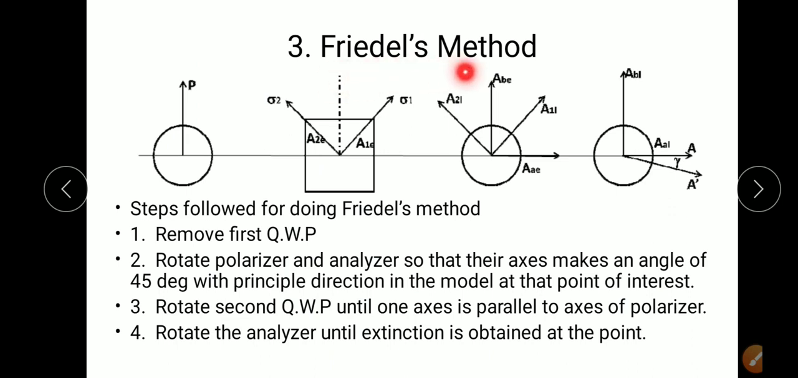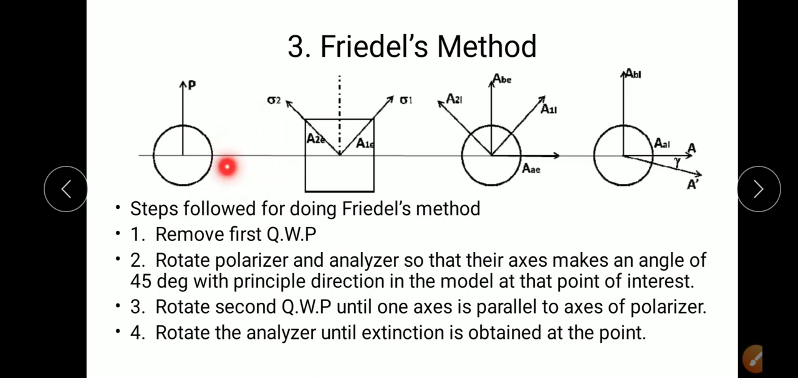Next we move on to Friedel's method of compensation. Here also no auxiliary equipment is required. By removing one of the quarter-wave plates, you consider the setup as a compensator. This is also one of the simple setups of a polariscope. It is a circular polariscope. This is the polarizer.